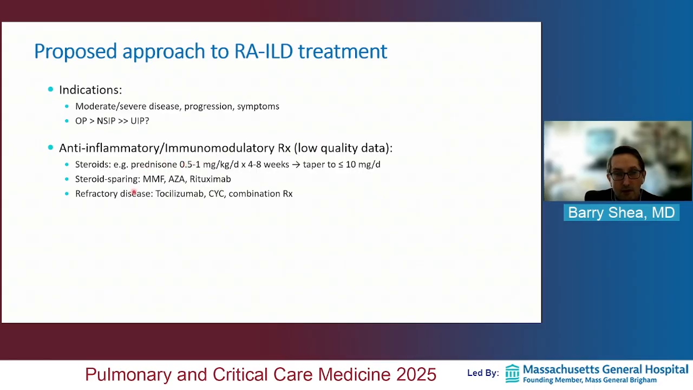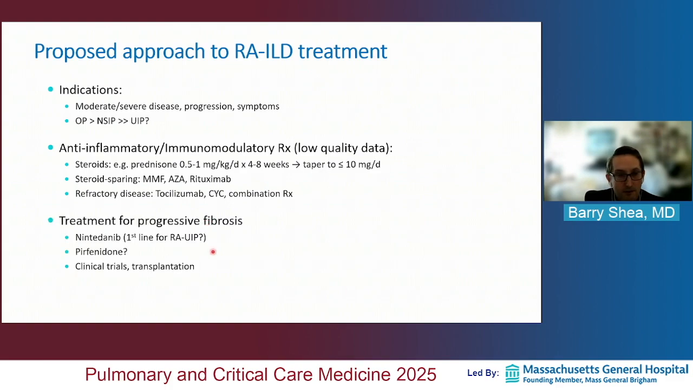One of the challenges with RA is that mycophenolate tends to not be that effective for the joint disease, whereas many of the things that are effective for joint disease in RA tend to not be effective for the lung disease. Refractory disease, tocilizumab, cyclophosphamide, or combination therapy have been used.